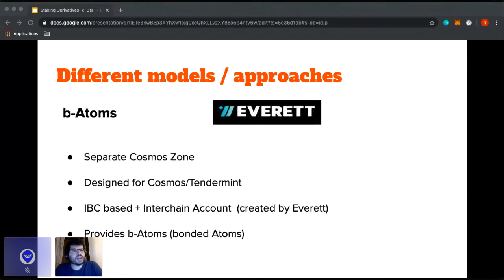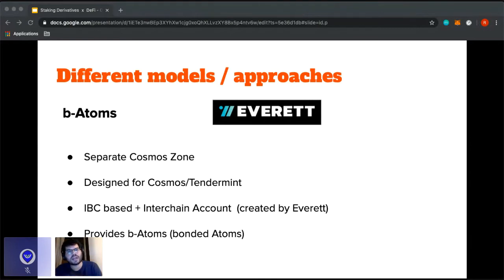The second solution is the B-Atom solution by Everett Protocol. The way this solution is designed is basically to take a separate zone. I don't know if you know how Cosmos works. Basically, you have different blockchains that are separate and independent, and the blockchains could be either zones or hubs, and a zone could be linked to the Cosmos Hub or to other hubs and to other zones by a protocol that allows different blockchains to communicate.